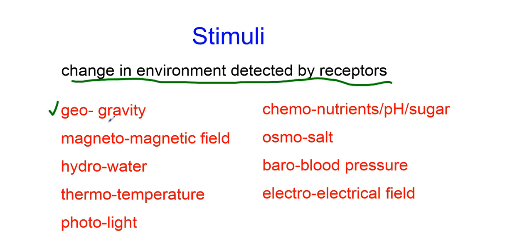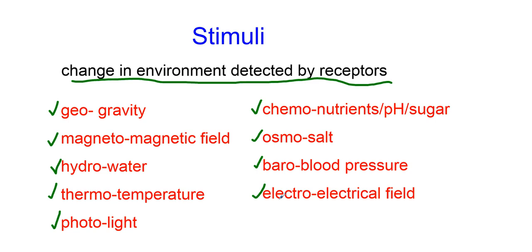Geo means gravity, magneto means magnetic, hydro, water or humidity, thermo is temperature, photo is light, chemo is kind of a broad term. Nutrients could be sugar, could be pH, could be, I suppose, oxygen, carbon dioxide. Osmo means salt. Baro refers to blood pressure. Electro means electrical field, and there's a host of all other things.